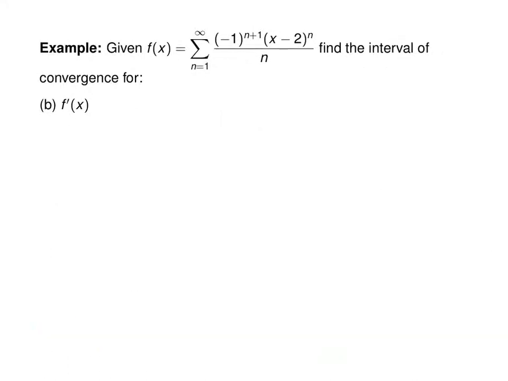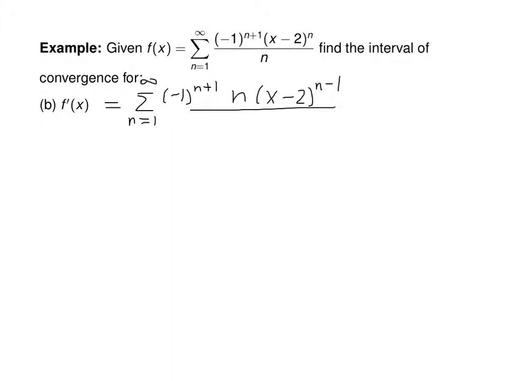Next, let's consider the derivative. The formula for the derivative will be given by the sum from n equals 1 to infinity, (-1)^(n+1) times n times (x minus 2)^(n-1), all over n, which is the same thing as the sum from n equals 1 to infinity, (-1)^(n+1) times (x minus 2)^(n-1). So we are still going to have a radius of convergence equal to 1.